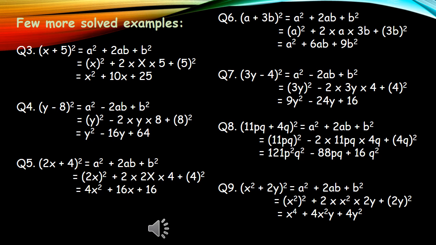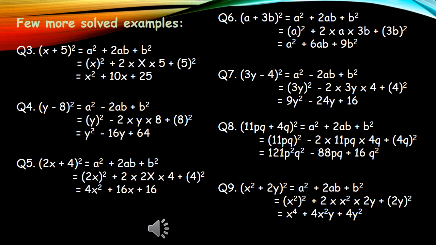Question number 7 is (3y minus 4) whole square, that is a square minus 2ab plus b square. Here a is equal to 3y and b is equal to 4. When we are doing (3y) whole square, we are squaring 3 also, y also. We are getting 9y square minus 24y plus 4 square, 16.